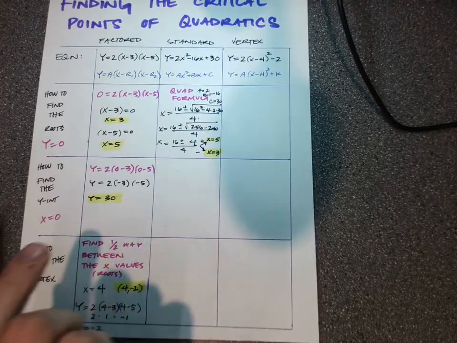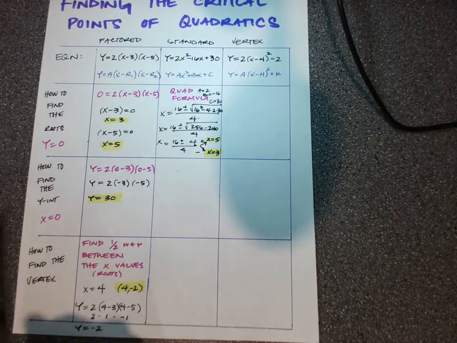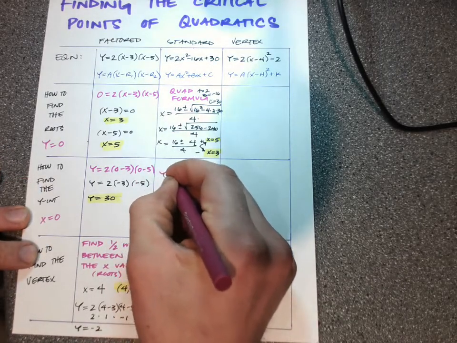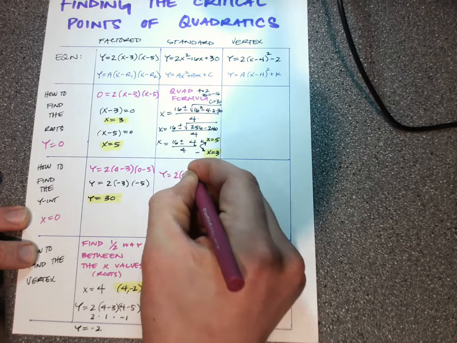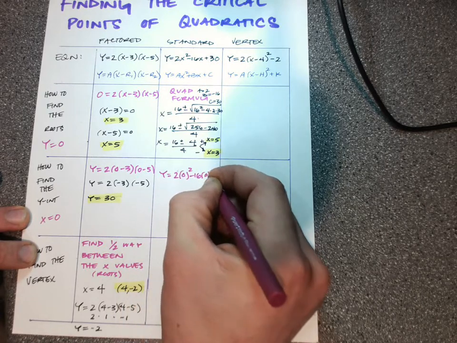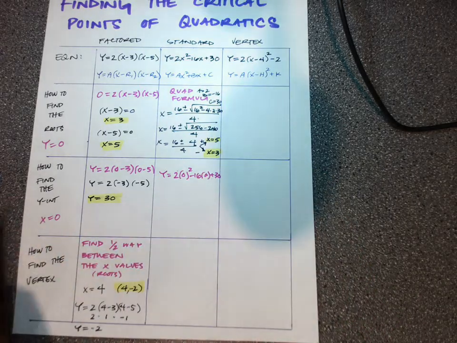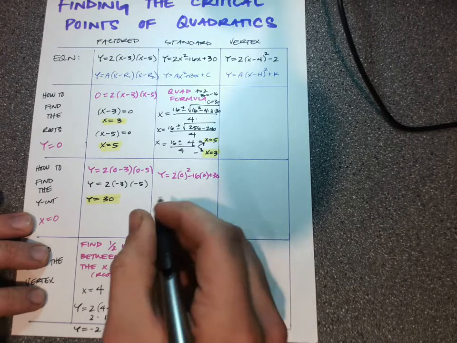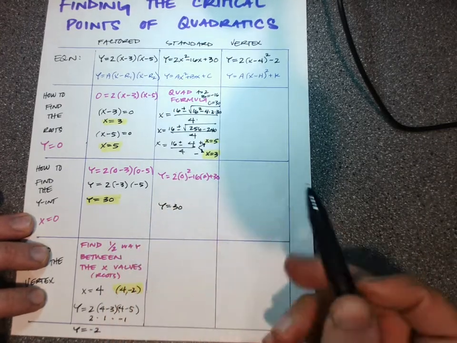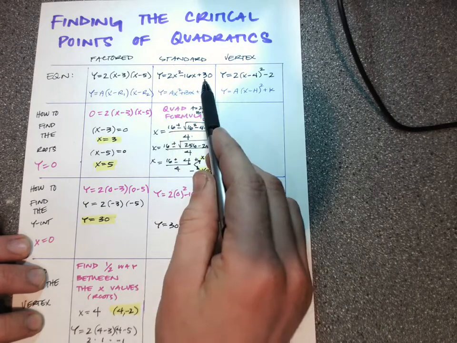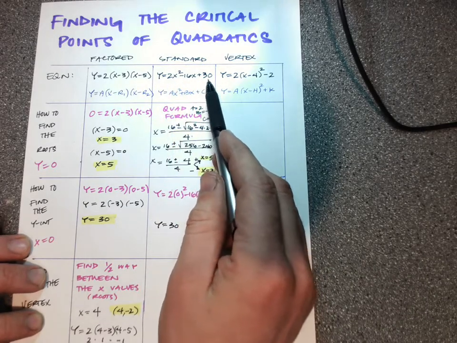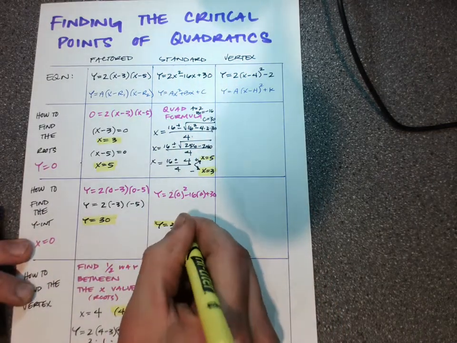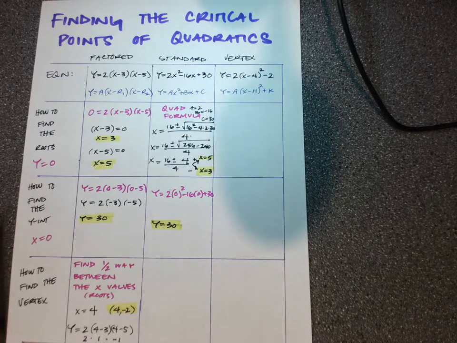If you want to find the y-intercept, again, that's when x is 0. And if we substitute 0 in for x, y would be 2 times 0 squared minus 16 times 0 plus 30. And most of this is 0. In fact, the only thing that remains is this plus 30, and we can see y equals 30. And so in standard form, just by looking at it, we can see the y-intercept is always this last number with no x. And that matches what we found from the factored form equation.